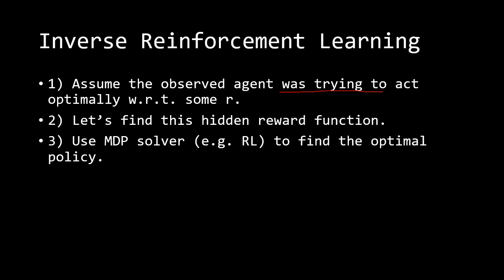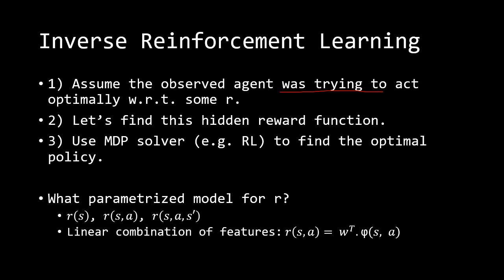Note this term: was trying to act optimally is not the same as was acting optimally. So we will need at some point some notion of probability. How likely is it to be optimal? Because the strict assumption of the expert acting optimally might be too strong. Right, the next question is, we want to find R. This is the new goal. We will be parameterizing the R function as being a combination of linear features, so similar to before.